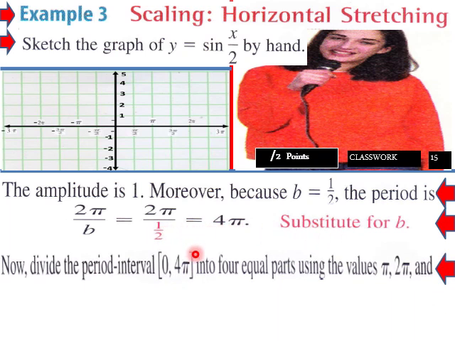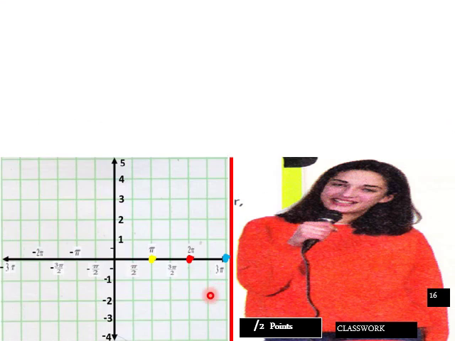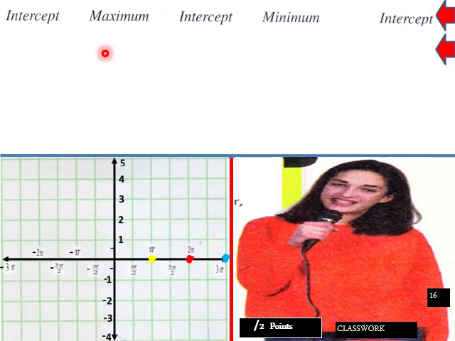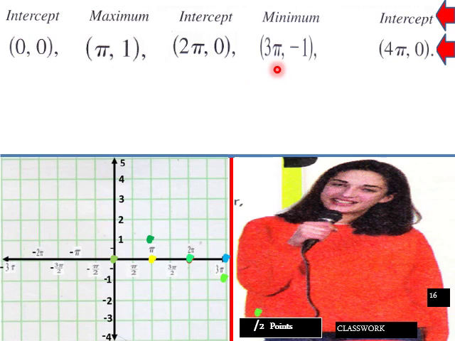Substitute for b. Now divide the period interval 0 to 4 pi into 4 equal parts using the values pi, 2 pi, and 3 pi to obtain the key points of your graph. So we go back here to our 5 key points. We have 0, 0. We have pi and 1. Intercept 2 pi, 0. And then 3 pi, negative 1. And then 4 pi and 0.